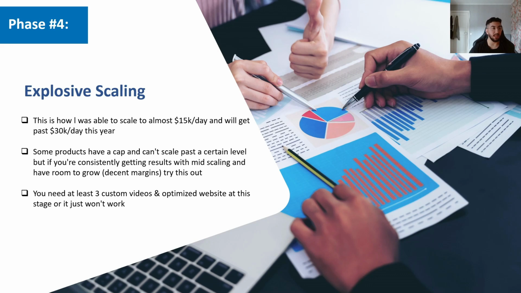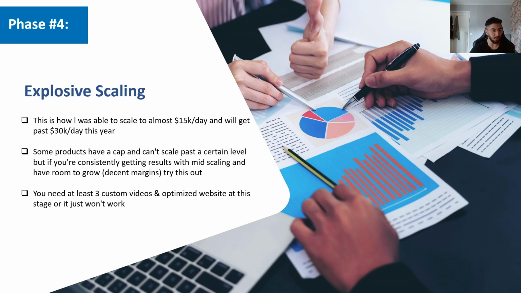So explosive scaling, which is like the Fallout end game, as we call it, guys. This is how I was able to scale almost 50k a day, and I will get past 30k a day this year. After you pass 10k, it's easy to scale if the product has potential for it, just by adding budget, there is no art to it. Some products have a cap and can't scale past a certain level, but if you're consistently getting results with mid scaling and have room to grow with decent margins, try this out.